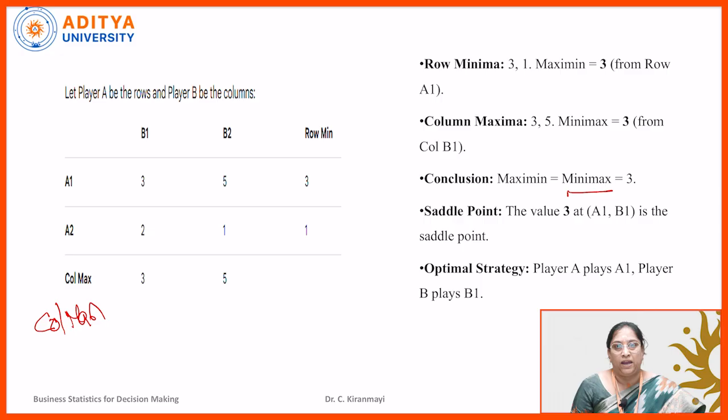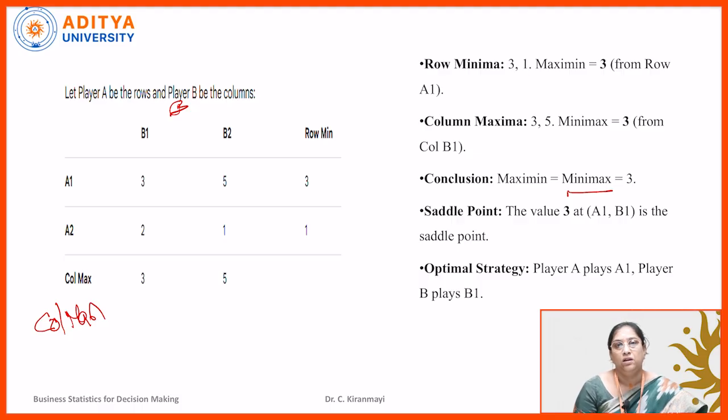So, no need to by heart these things. I will give you simple clue. Rows. So, when we talk about rows are the gains for the player A. Gains means always a player wants to maximize his gains. Columns talks about losses to the player B. So, losses obviously always we want to minimize. Therefore, for columns we have to use mini-max principle. For rows we have to use maxi-min principle.